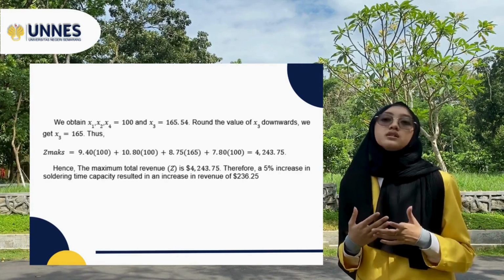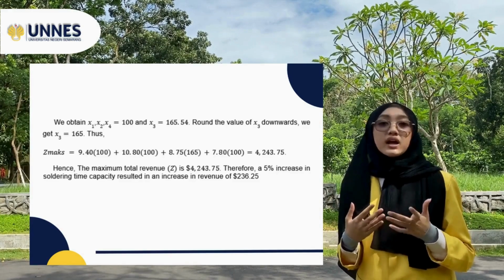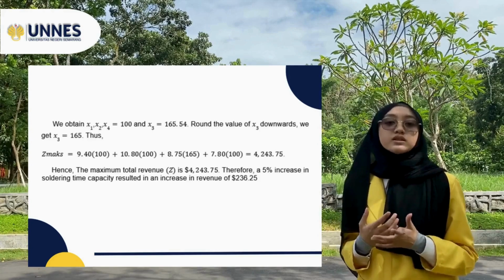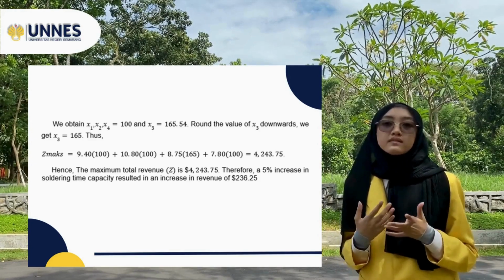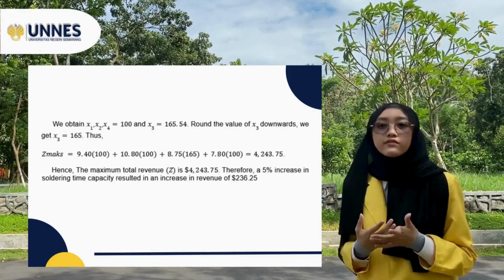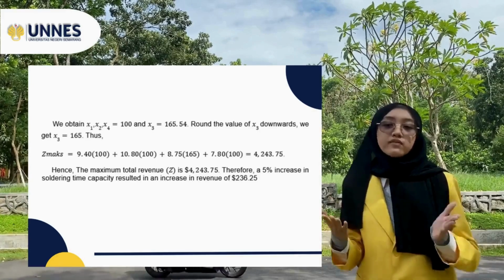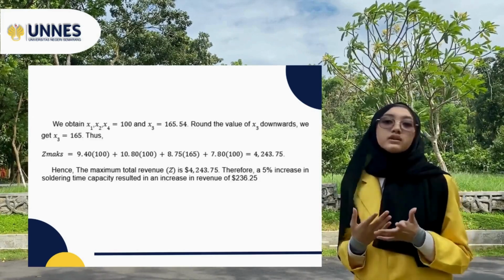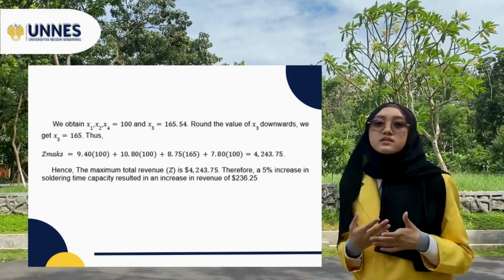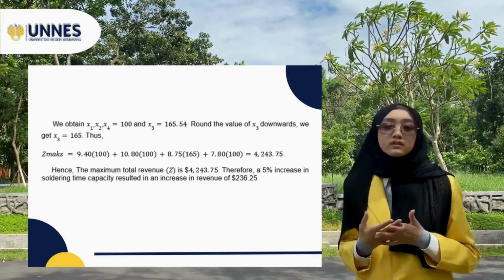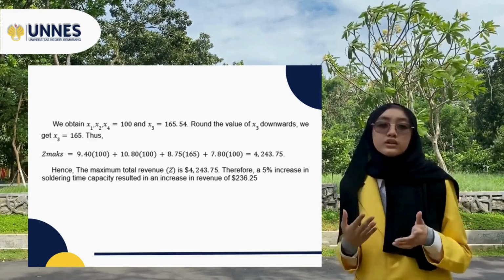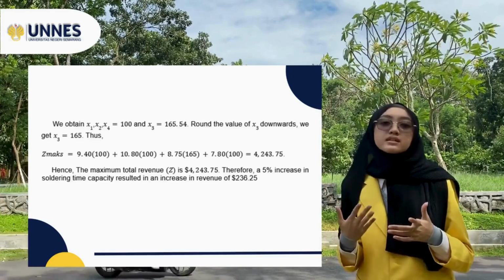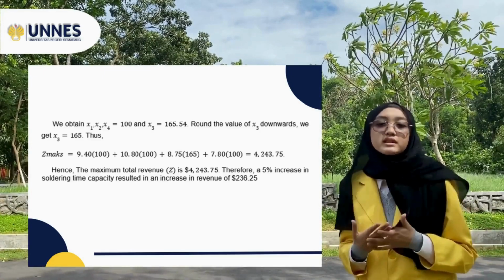We get a value equal to 4,243.75. Hence, the maximum total revenue Z is 4,243.75, and therefore a 5% increase in soldering time capacity resulted in an increase in revenue of $136.25. And actually, we can get the same value if we multiply the dual price by the increase in soldering capacity time. We get the same value.